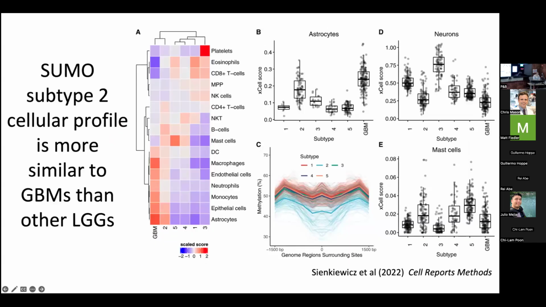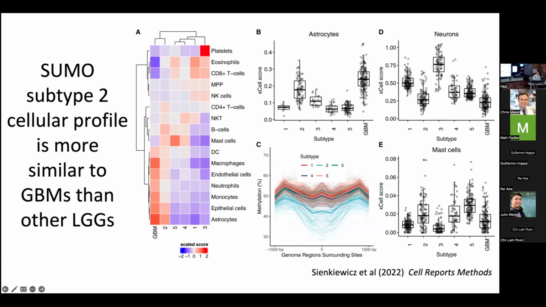Yeah, and here are some additional validations. You know, this is bulk data sets. Tumors are a complex milieu of different cell types. So obviously the hypothesis is that the microenvironment plays a very important role in the determination of the subtypes.